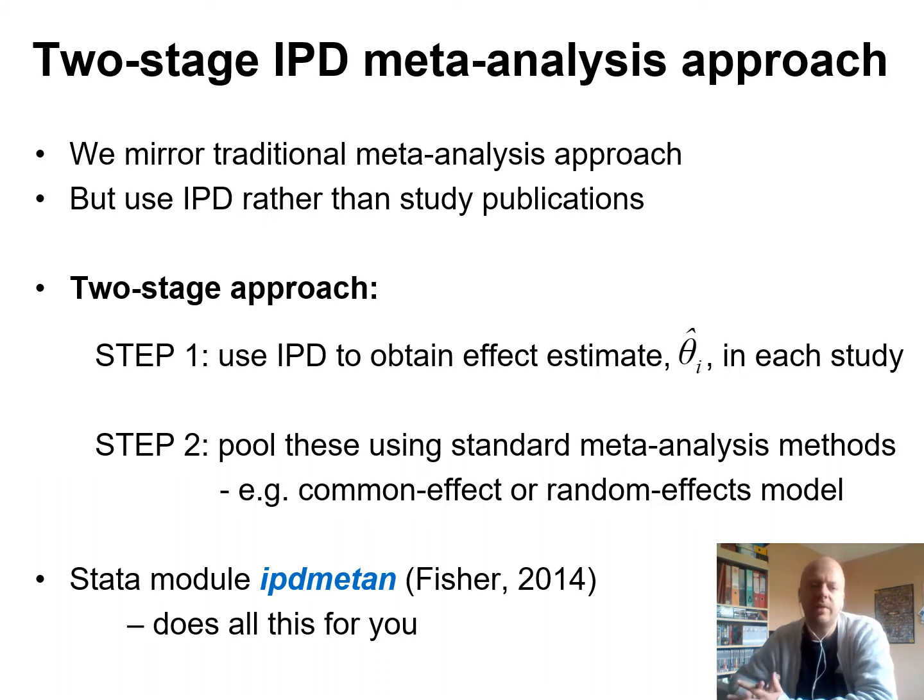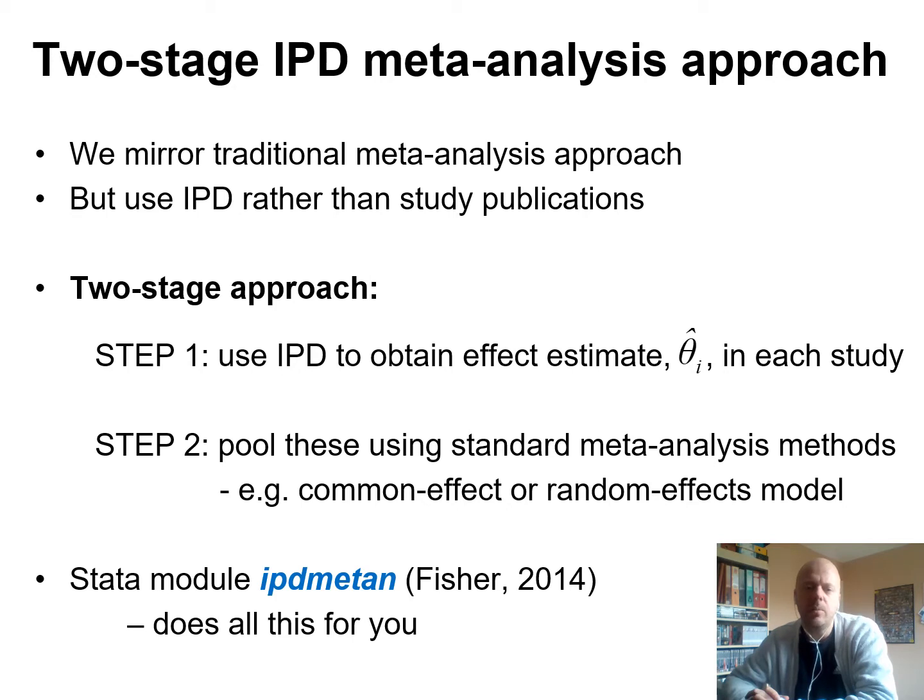So when we have individual patient data from multiple studies, how do we do the meta-analysis? Well, the most common approach is a two-stage approach. This is where we obtain the aggregate data using the IPD from each study separately in the first stage. And then in the second stage, we synthesize that aggregate data using traditional meta-analysis methods, so an inverse variance meta-analysis, assuming a fixed effect, a common effect if you like, or a random effect.